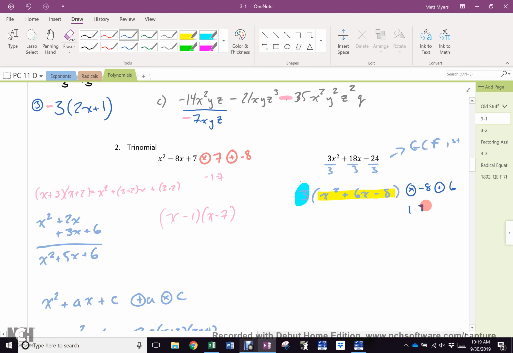Can I do it? Is it 1 and 8? No. Is it 2 and 4? Some of you are going to say, yes, it is, because 2 and 4 will make 6, yes? But I need positive 6, don't I? How will 2 and 4 multiply to make -8? One of these would have to be negative, correct? So it would have to be -2 and 4, or 2 and -4, correct? So is this done?